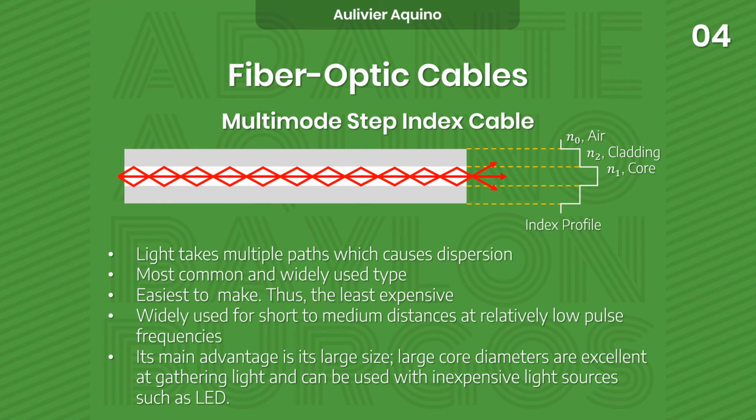The next type of fiber optic cables is multi-mode step index cable. It is the most common and widely used type. Inside the cable, light takes multiple paths, which causes dispersion. Multi-mode step index cable is the easiest to make, thus the least expensive. It is widely used for short to medium distances at relatively low pulse frequencies. Its main advantage is its large size. The large core diameters are excellent at gathering light and can be used with inexpensive light sources such as LEDs. Typical core diameters are in the 50 to 1000 micrometer range.